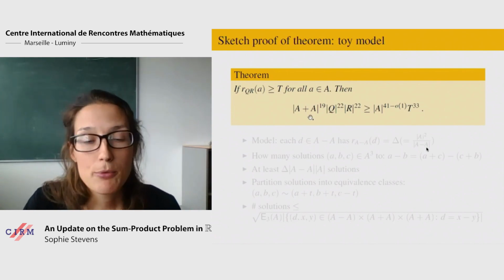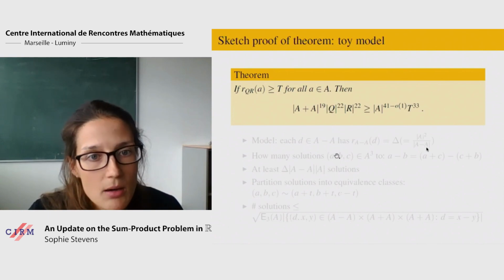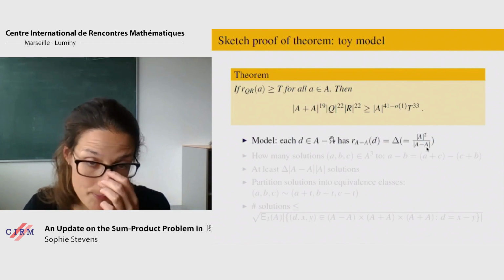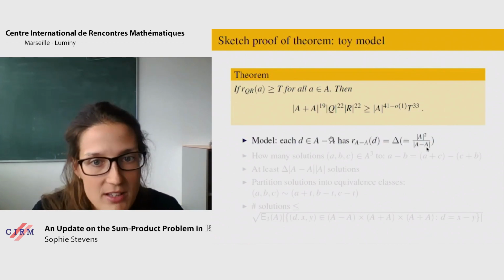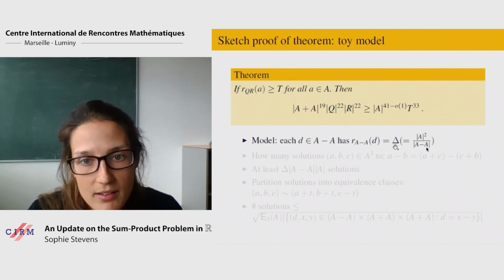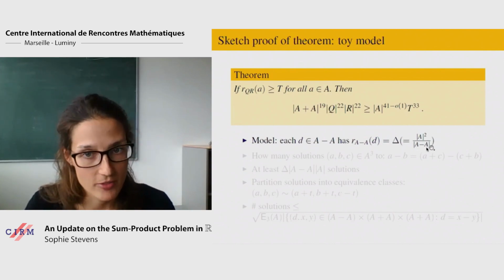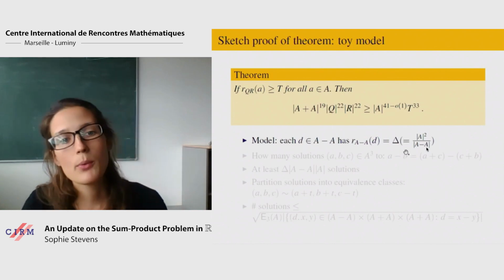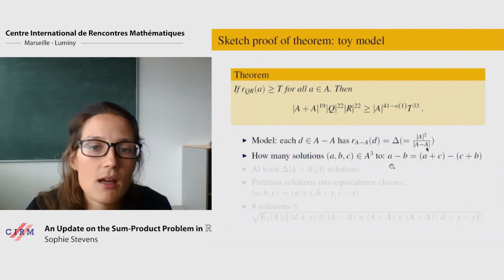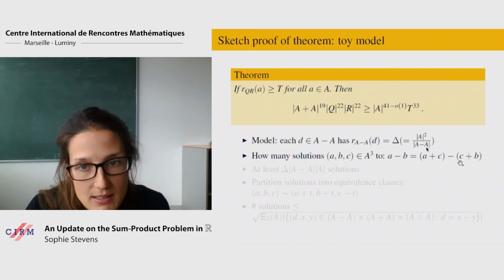Okay, so how does this help us with this theorem that I've stated again here? Well, let me show you how we prove this theorem in a very specific, very toy model. In our model, let's look at the difference set, A minus A, and we'll assume that every difference in our difference set has exactly the same number of representations. So it's got exactly delta representations. And if this were true, delta would be the size of A squared over the size of the difference set. And then we're going to count the number of solutions, a, b, and c, all elements of A, to the equation a minus b equals a plus c minus b.